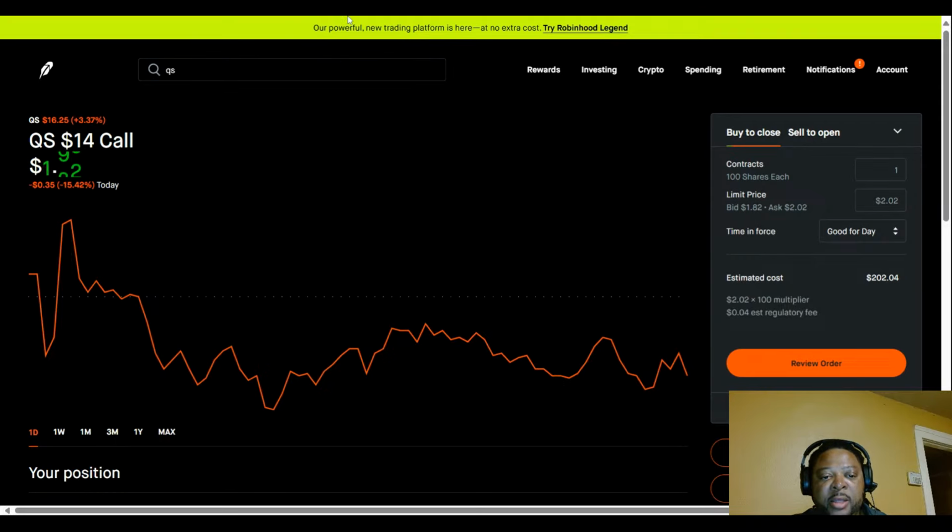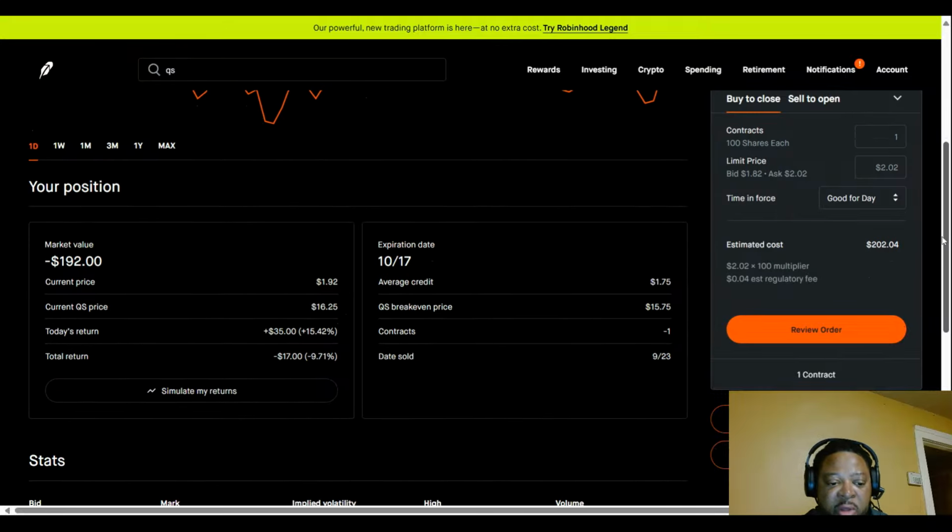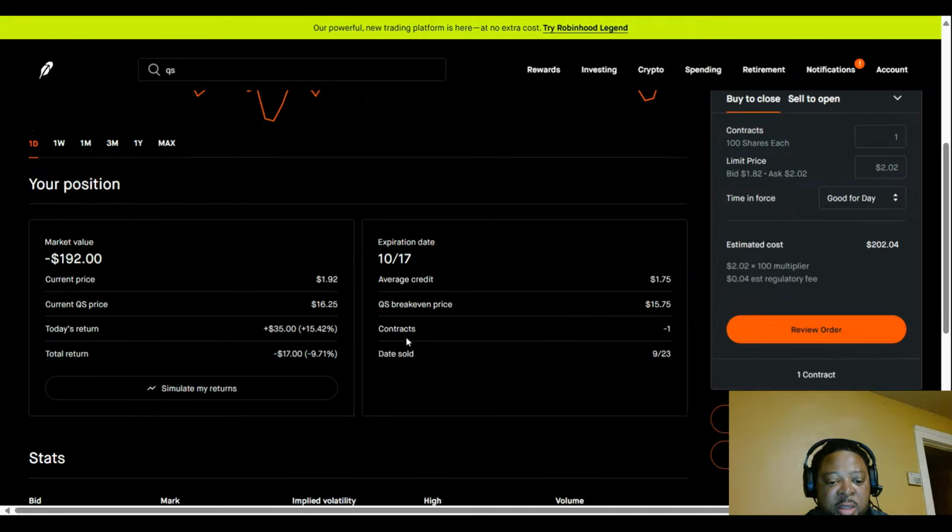If y'all are looking at this, this is a covered call strategy. You see this says QS 14 call 192. What does that 192 represent? That represents, one second, the market value of the contract, the current price. Anyway, since this is a covered call strategy, what I did was I sold a call.